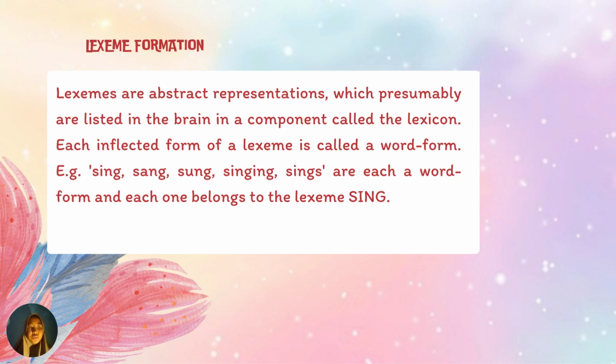I will continue the presentation about the material, lexeme formation. Lexemes are abstract representations which presumably are listed in the brain in a component called the lexicon. An inflected form of a lexeme is called a word form. Example: sing, sang, sung, singing, sings are each a word form and each one belongs to the lexeme sing.